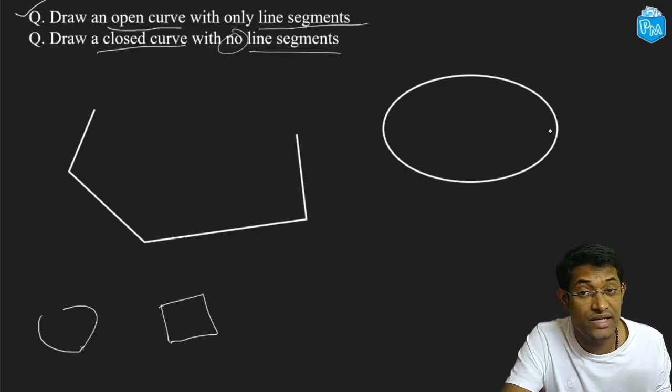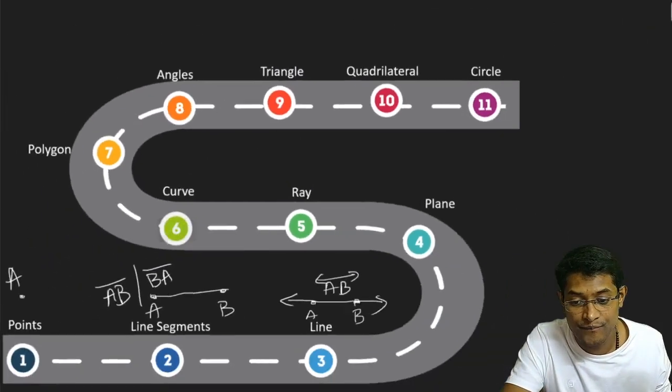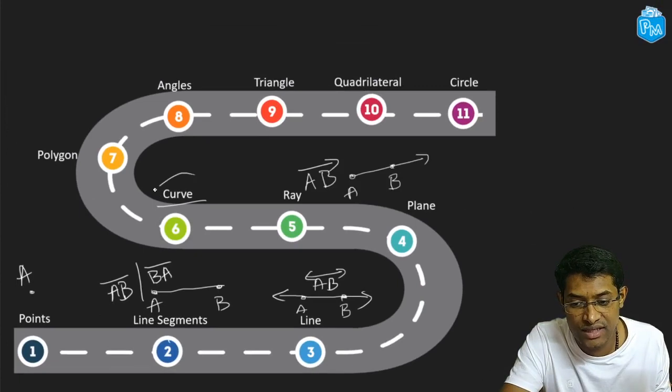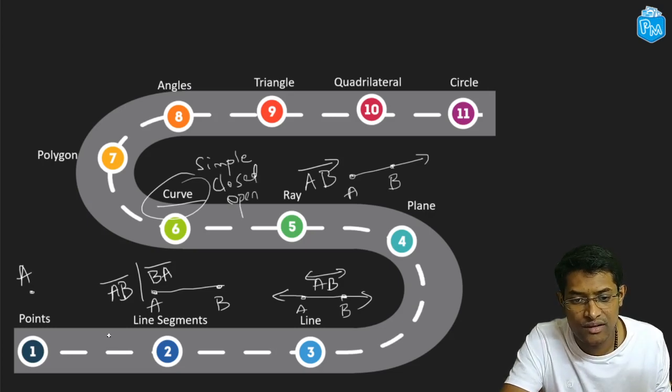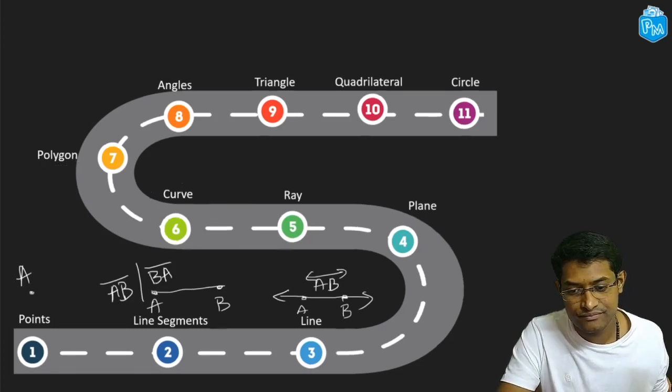All right, so let's get back to our topic list. We have covered what curves are, we have seen what simple curves are, and we have seen what closed and open curves are. All right, now the next topic that we'll be discussing is polygons. Let's dive in. What do we call a polygon?